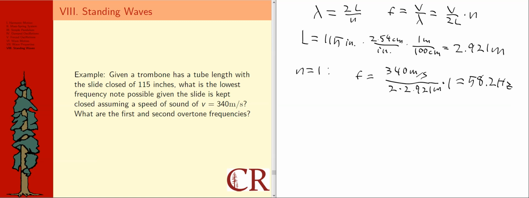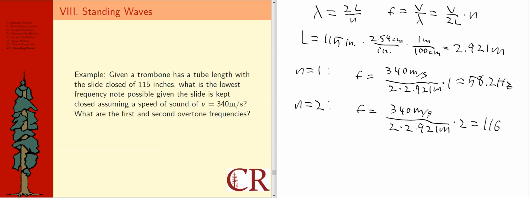Now, when it asks for the first and second overtone frequencies, the first overtone is the second harmonic, so that means n is equal to 2. We're going to do almost the same calculation here: 340 meters per second divided by 2 times 2.921 meters, but now we multiply by an n of 2, and my calculator says 116.398. Maybe I should just round that off to 116 hertz. It hurts me not to put 116.4 for some reason.